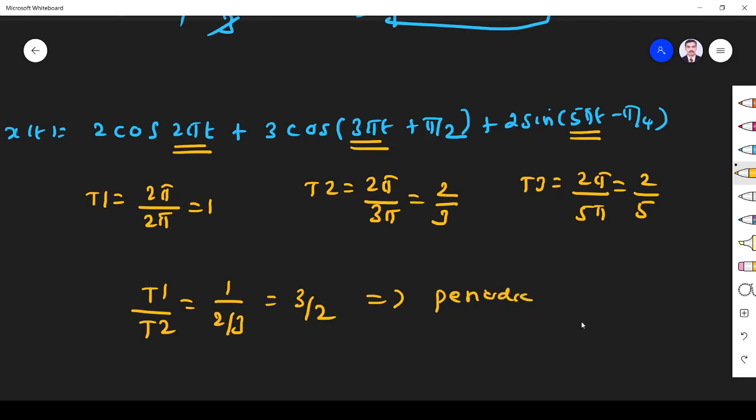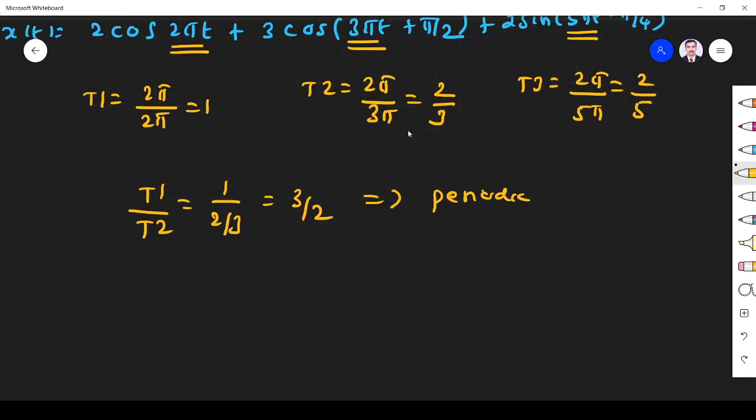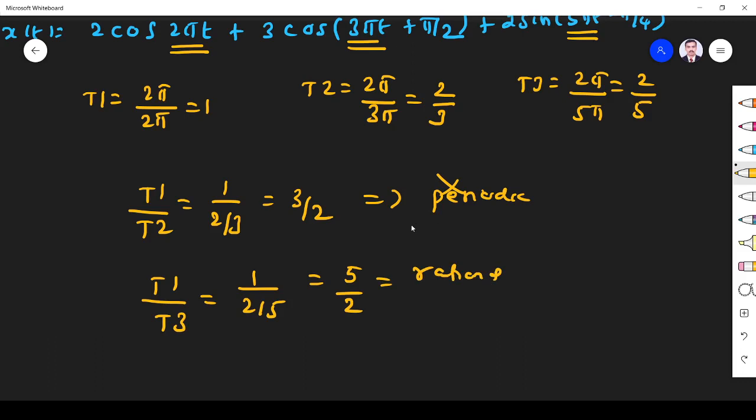Next, we also find this. Now, don't conclude yet. Again, you find T1 by T3. T1 is 1, T3 is 2 by 5, so the ratio is 5 by 2. So this is also rational because it is a ratio of integers. So both the conditions are satisfied, and it is a periodic signal.